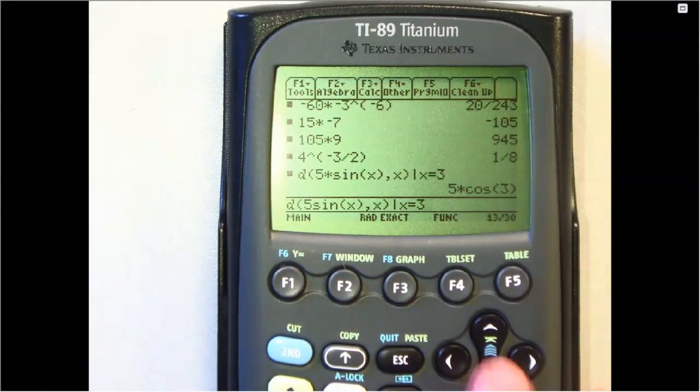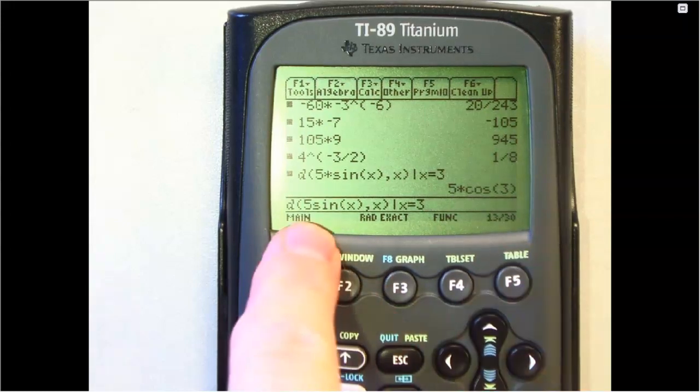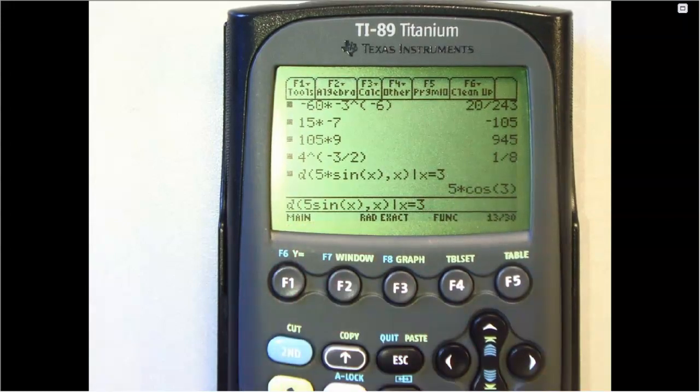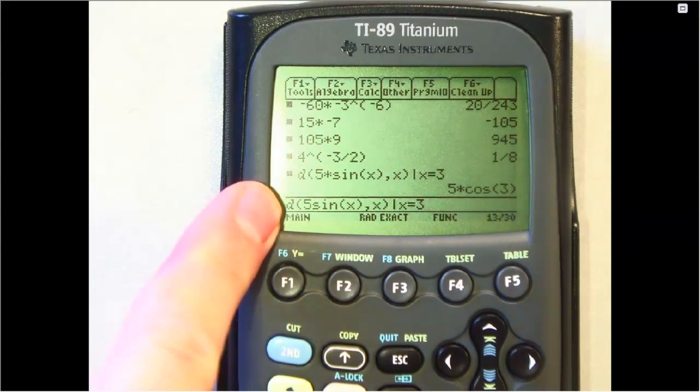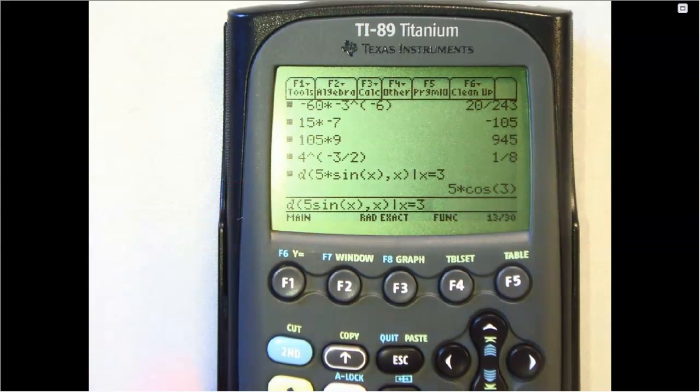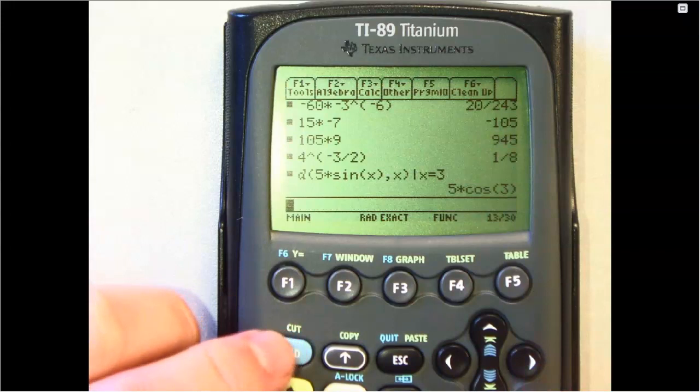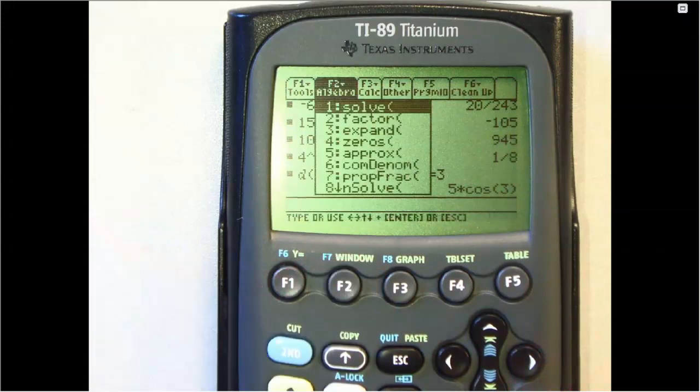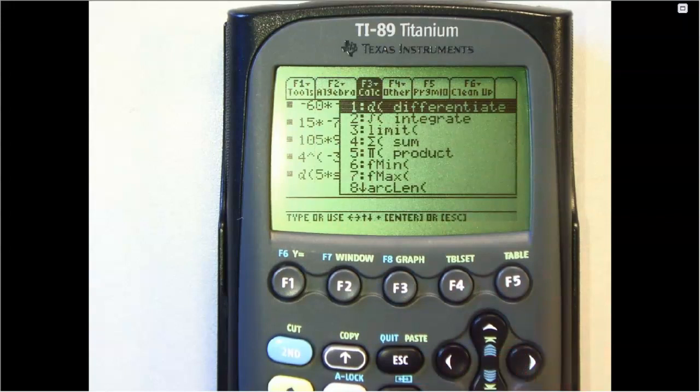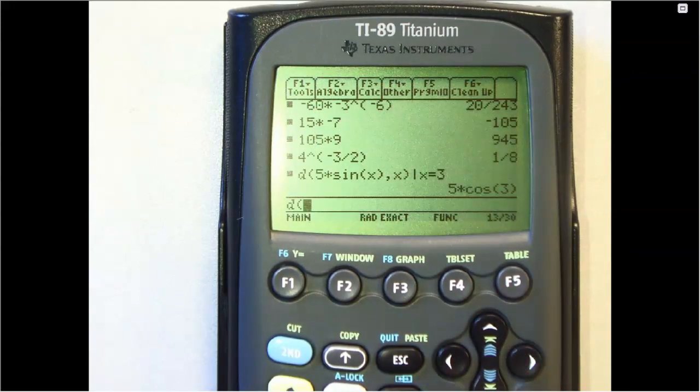Okay. So this is the one with the notes, 5 sine of x. Are you sure? I thought it was like e and cos or something. It's 5 to the sine of x, not 5 times it. Oh, okay. So hit F3 for calculus. Differentiate. It's 5 to the sine of x.